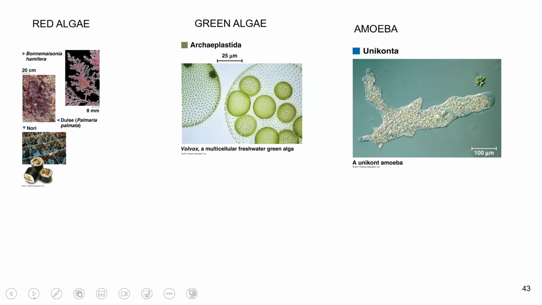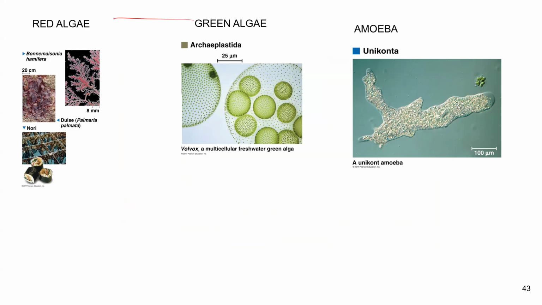Red algae have a red pigment that can absorb blue light so they can grow deeper. They are multicellular. It's one of the few examples that we have that are multicellular. Green algae, again, are precursors to plants here, and some argue that algae should be in the plant kingdom.